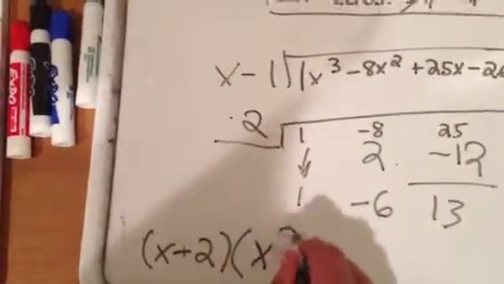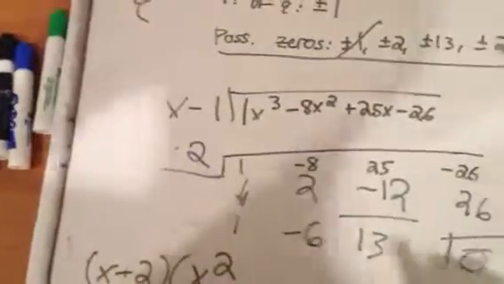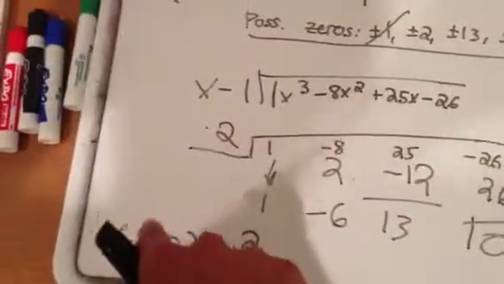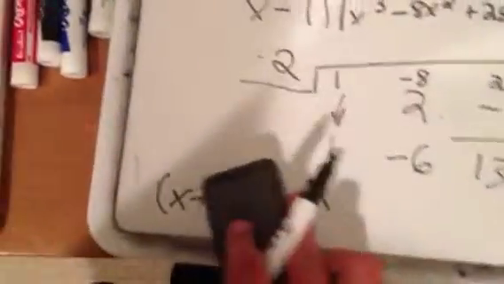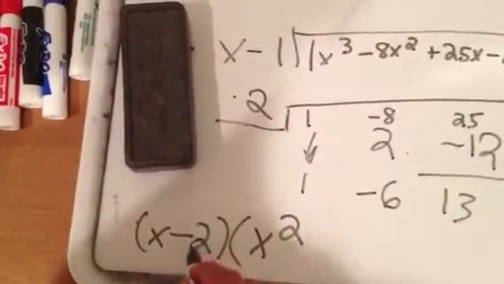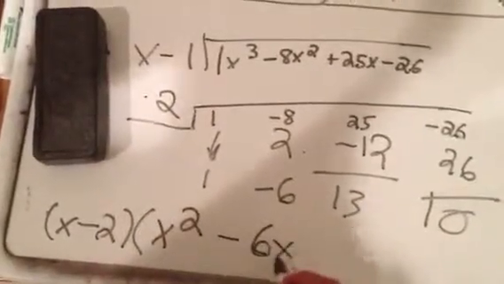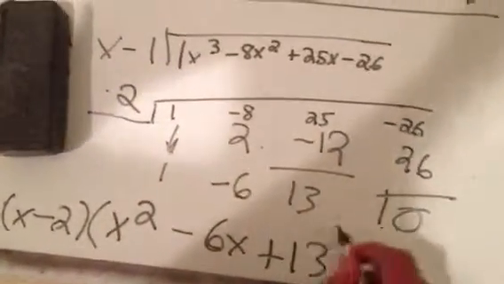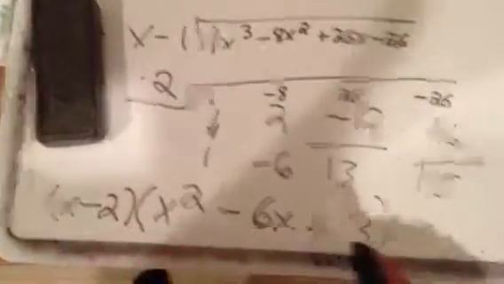Because when I first multiply this binomial by this eventual trinomial, I will do x times x squared first, which is x cubed. That's the first term. By the way, this is not a plus. It may seem that way, but it's a minus. So if this is x squared, this is minus 6x plus 13. So I just figured out the factored form of this function.